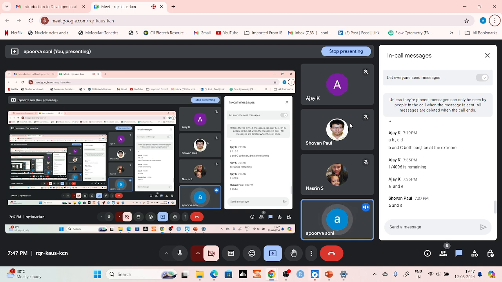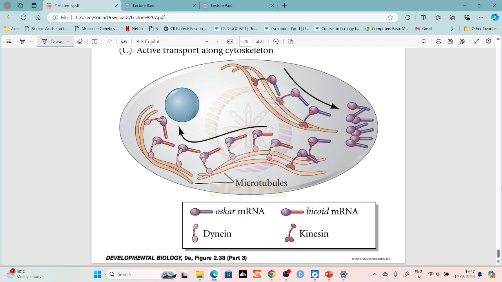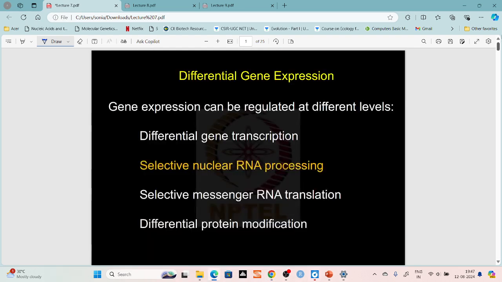Okay. Now we have, I think, 15 minutes with us. Now we'll quickly try to see what are the topics that were covered in this week's lecture. It will help us to revise and it will help you to solve your assignment questions also. So we started with differential gene expression. In differential gene expression, here we studied about selective nuclear RNA processing.